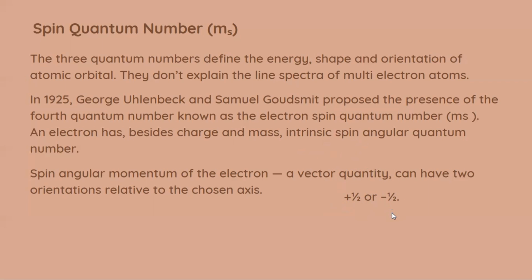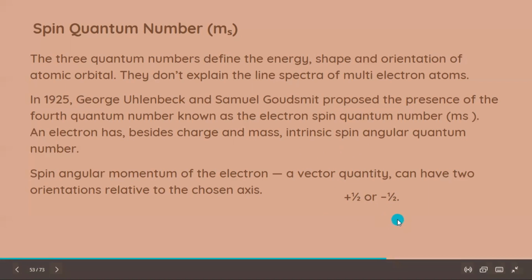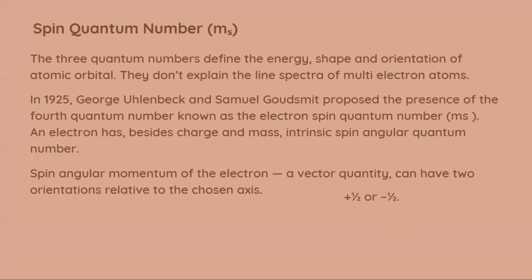In our electronic configuration, we represent it as an upward arrow and a downward arrow to show its spin. So you need to remember that among these quantum numbers, the spin quantum number is very unique. Each electron in an orbital will have either a +1/2 or a -1/2 orientation.